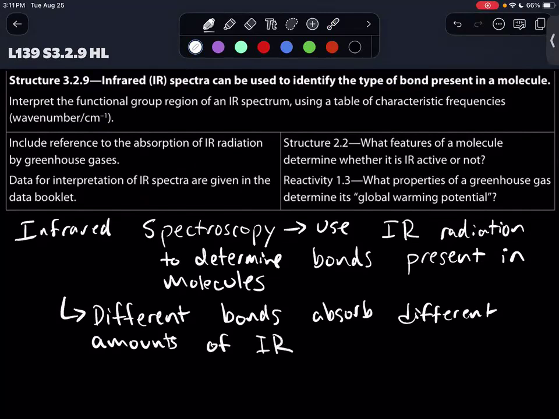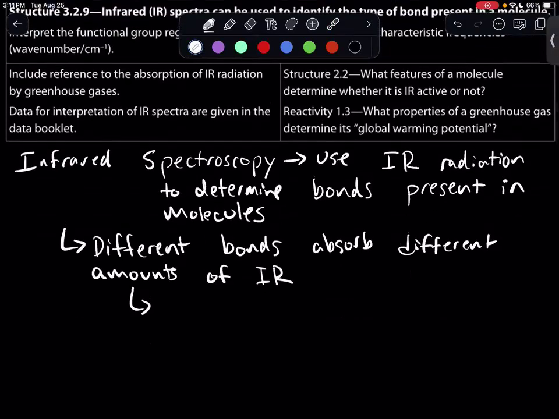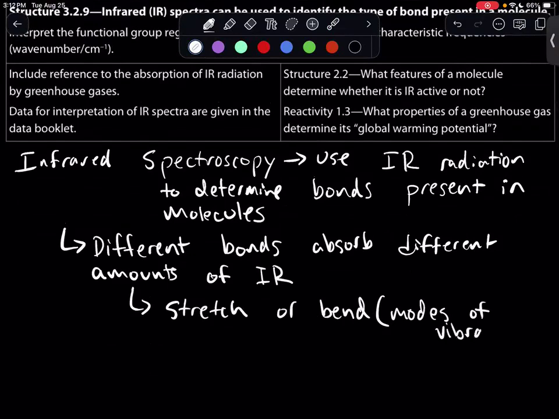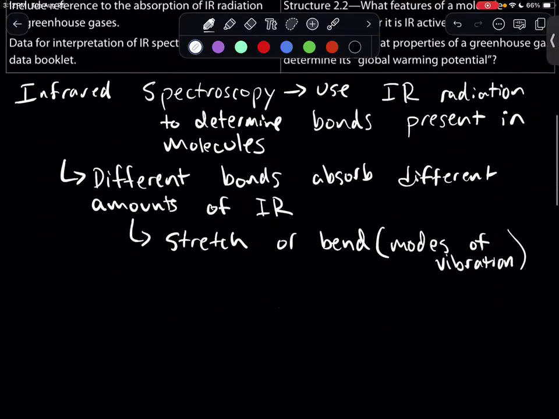And when they do that, they vibrate as well. When they absorb different amounts of IR, they can either stretch or bend, and we refer to this as modes of vibration. We will discuss this a little bit more as we get to the greenhouse gas interpretation of infrared radiation, but for now, we just need to know that they will absorb different amounts and wavelengths of infrared and react differently, or interact differently, based on that.